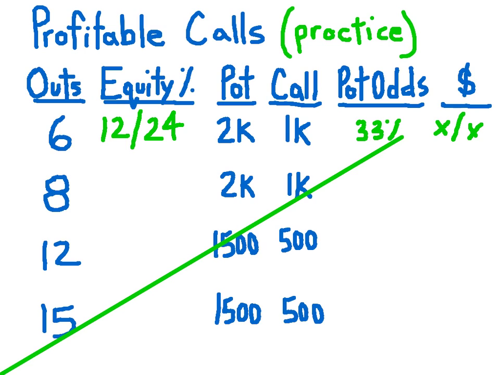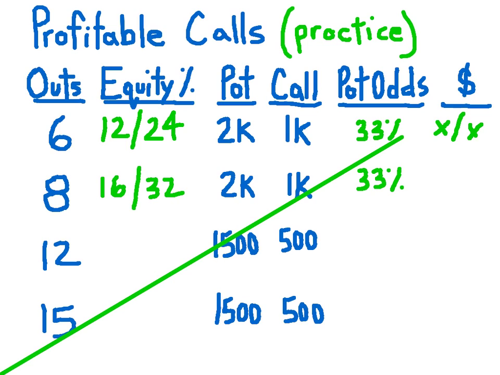Okay, let's move on to example 2. We've got 8 outs. This is like an open-ended straight draw. Rule of 2 and 4. Our chances of hitting an out with one card to come are 16%. And with 2 cards to come, 32%. Our pot odds are still the same, 33%.